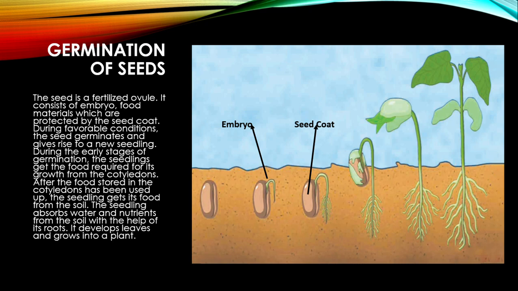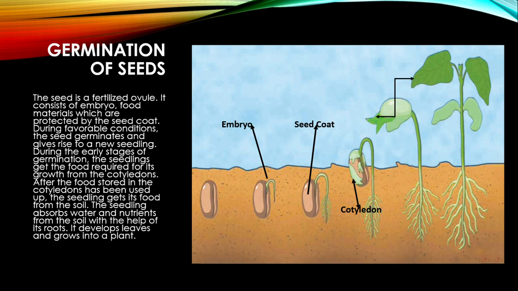See, children, during a favorable condition, the seed germinates and gives rise to a new sibling, right? It is giving a new plant. So, you can think of where all this food can come from. The food required for its growth is from its cotyledons. We have learnt about the cotyledons in the previous video. After the food stored in the cotyledon has been used up, the seedling absorbs water and nutrients from the soil.